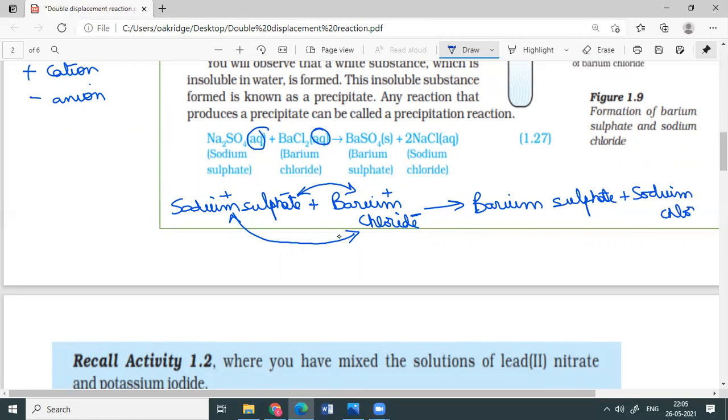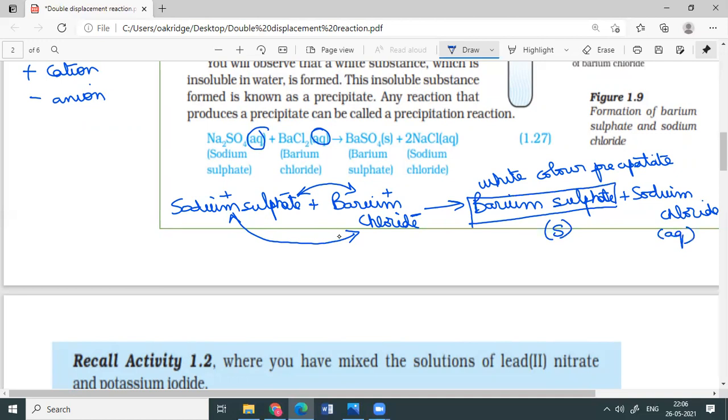Here this is also called a precipitation reaction, children. Why? Because a beautiful white color powdered precipitate will be floating. When you mix the two solutions, sodium sulfate and barium chloride, a white color precipitate will be formed. Please mention this white color precipitate. This white color precipitate is nothing but barium sulfate. Since it's a precipitate, it's a solid, and sodium chloride is aqueous.